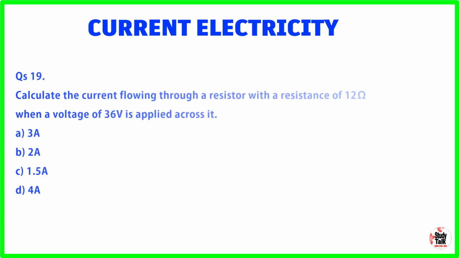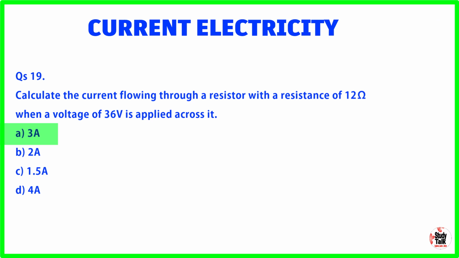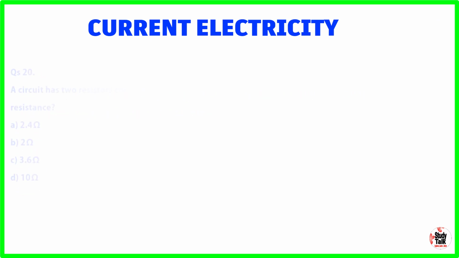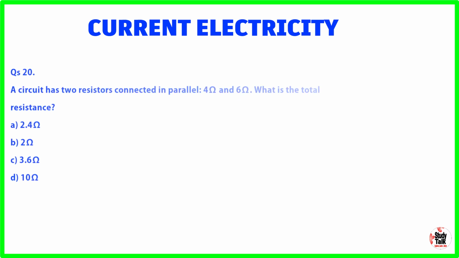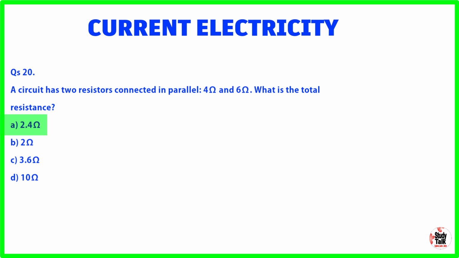Calculate the current flowing through a resistor with a resistance of 12 ohm when a voltage of 36 volt is applied across it. Three ampere. A circuit has two resistors connected in parallel, 4 ohms and 6 ohm. What is the total resistance? 2.4 ohm.